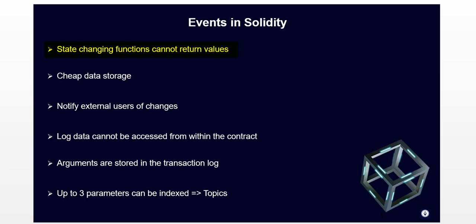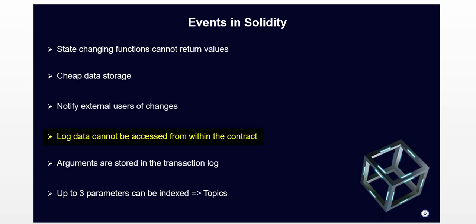So when we emit an event in a smart contract function, the specified data is written to the transaction log. The transaction log is a specific data structure on the blockchain that's associated with the address of our smart contract. The transaction log also acts as a cheap data storage on the blockchain. So storing data in a state variable is very expensive. On the other hand, emitting an event and storing the data in the transaction log is relatively cheap.